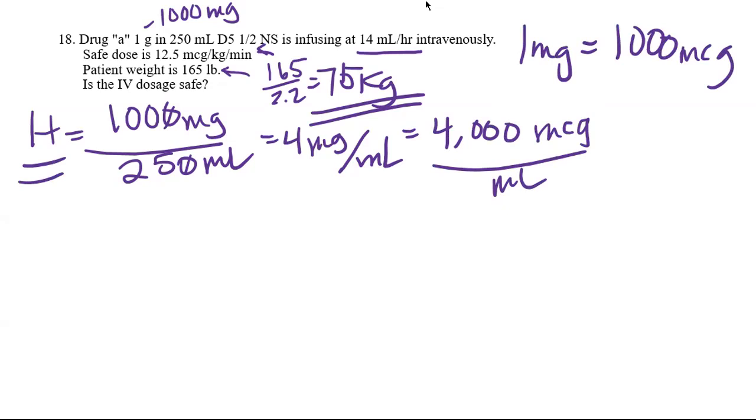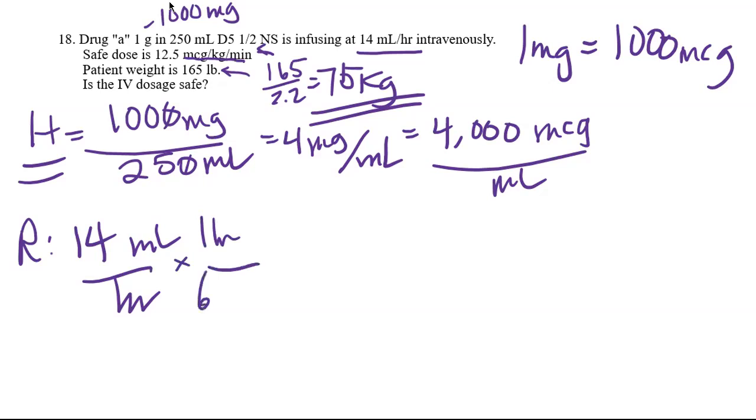Now, we have the rate. The rate is, okay, 14 milliliters per hour. Okay, so what do we have? We don't know. Is this a safe dose? We want to know micrograms per kg per minute. Okay, so we know we want to get to this to be able to tell if this is safe. So let's go 1 hour divided by 60 minutes. We can cross out hours. We got milliliters per minute. And now we have micrograms per mil. Okay, so let's flip that.